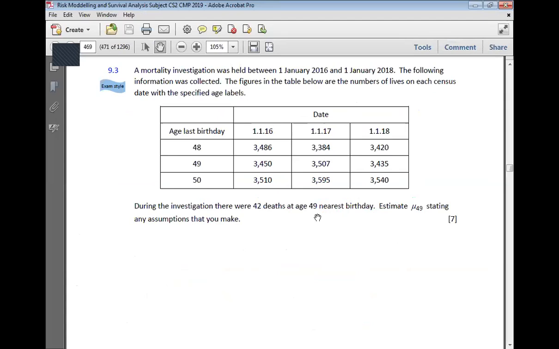So I already know my B49, right? My mu 49 is going to be just B49 upon EC49, right? Now I know my D49, but I will have to figure out my EC49. And how can I do that? So we know information about people's birthday and basically their age on these respective dates. And I want to figure out EC49. So how can I do that?